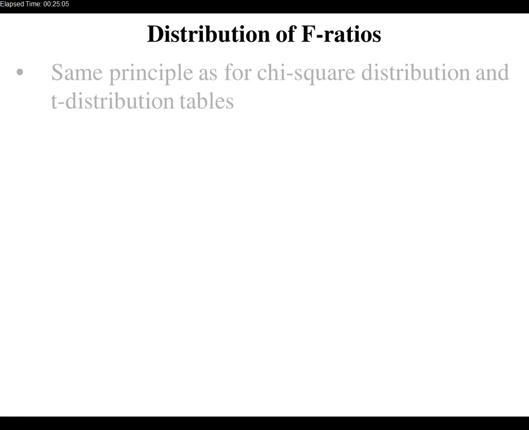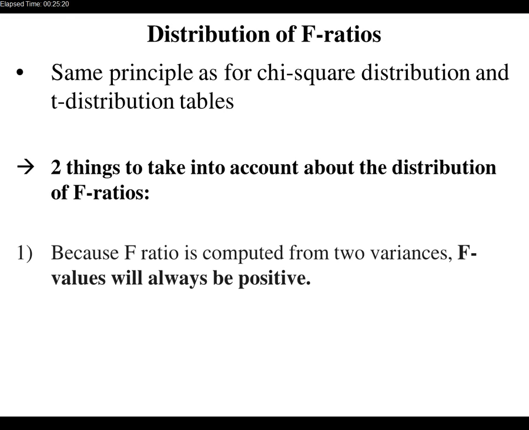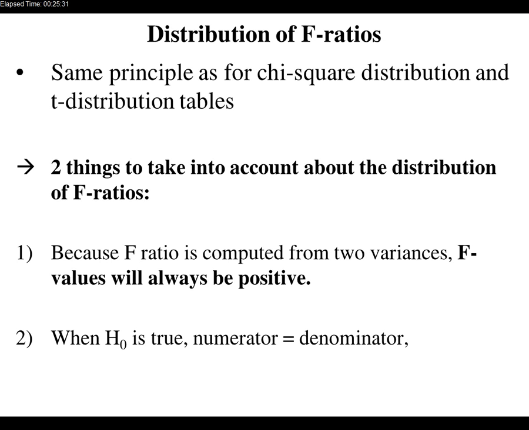The distribution of F ratios. Well, they're kind of like chi-square. It's the same principle as chi-square distributions and t-distribution tables. Okay, two things that you need to take into account about F ratio distributions are that, number one, because the F ratio is computed from two variances, F values will always be positive. Okay, and when the null hypothesis is true, the numerator equals the denominator. Okay, and that gives you 1, right? Which we were talking about before. If it's greater than 1, that means that what? Yes, go ahead and tell me.